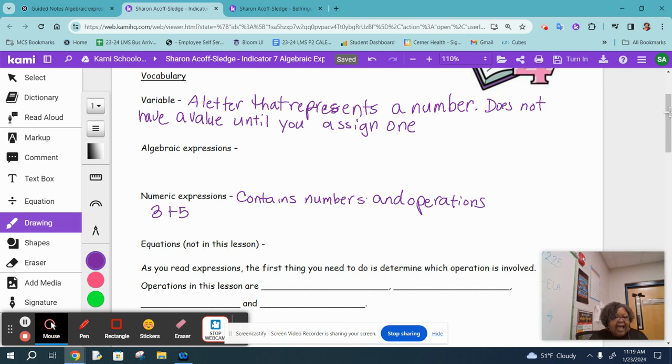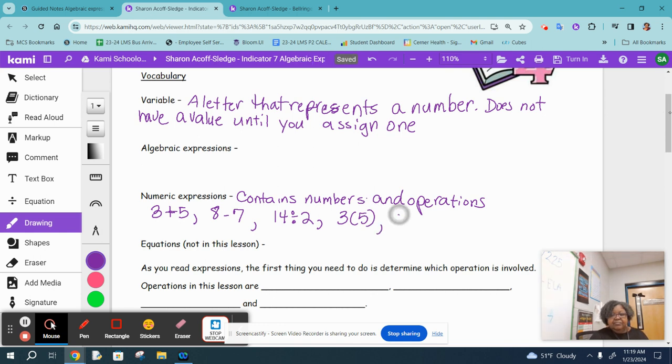So if someone asks you to write a numeric expression, they don't want you to add those and put 8. They want you to write 3 plus 5. 8 minus 7. 14, we're on numeric expressions. 14 divided by 2. These are numeric because they don't have variables. 3 times 5. That's multiplication.